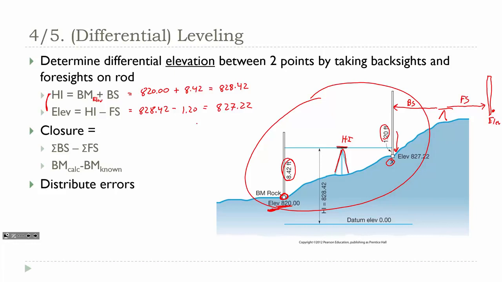And so if after you go through all these calculations, your final elevation in this case didn't equal 820.00, what's that mean? It wasn't being John.